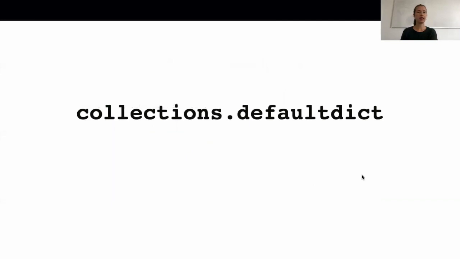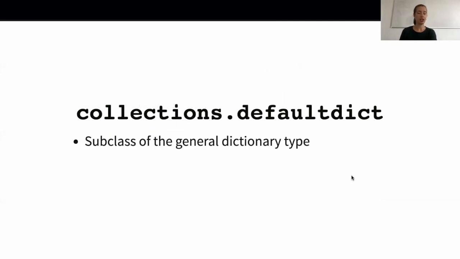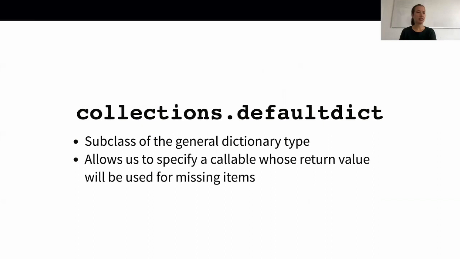The defaultdict class is a subclass of the general dictionary type in Python. It behaves like a normal dictionary in most cases, but has one important difference, namely that it accepts a callable in its constructor whose return value will be used if a requested key cannot be found. So accessing a missing key creates that key and initializes it using the default factory. The basic usage is quite easy.